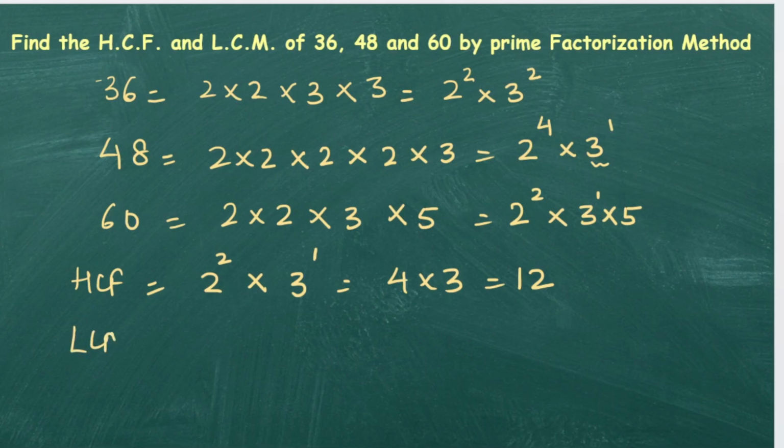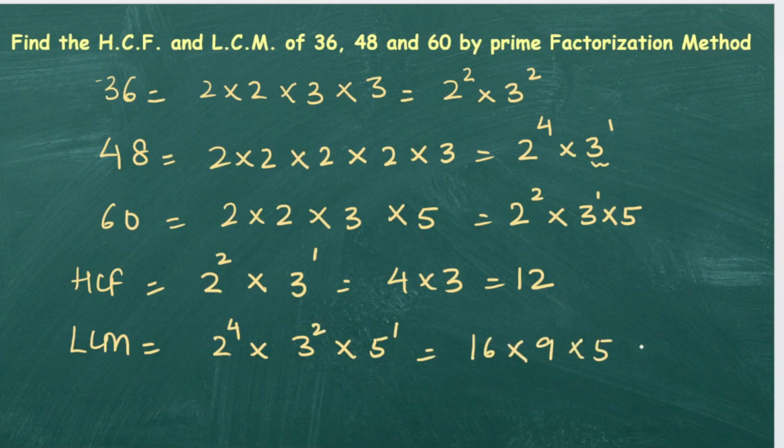What about LCM? For LCM, take all the prime factors. We have 2, 3 and 5, and now take their highest powers. Which is the highest power of 2? 4. Which is the highest power of 3? 3 square. And which is the highest power of 5? 1. Now 2 to the power of 4 is 16, 3 square is 9, times 5, and when you multiply all these three numbers, the answer comes out to be 720. So that's the LCM of these three numbers.